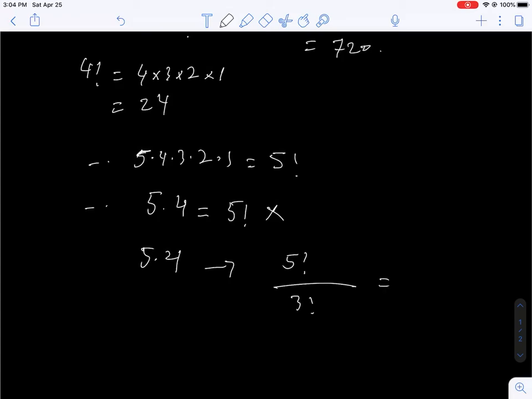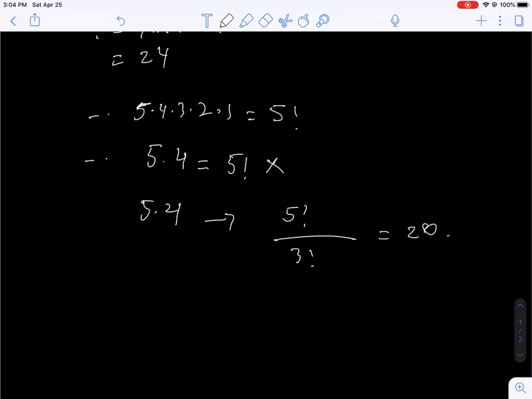Then you use your calculator: 5 factorial divided by 3 factorial, which will be 20. This is what it means. By saying 5 factorial, I'm saying it is equal to 5 times 4 times 3 times 2 times 1, and then I'm getting rid of the extra part after 4. So I'll say 3 factorial, which means 3 times 2 times 1.